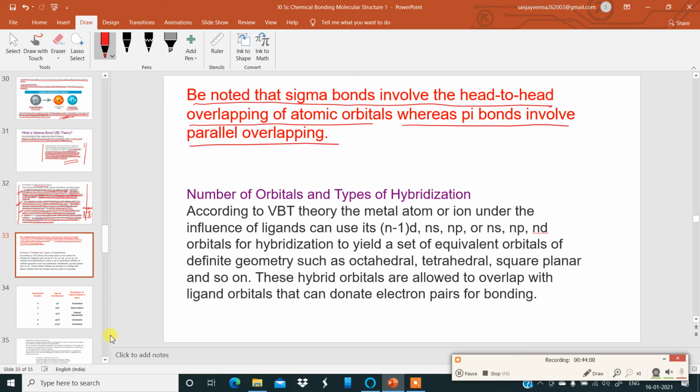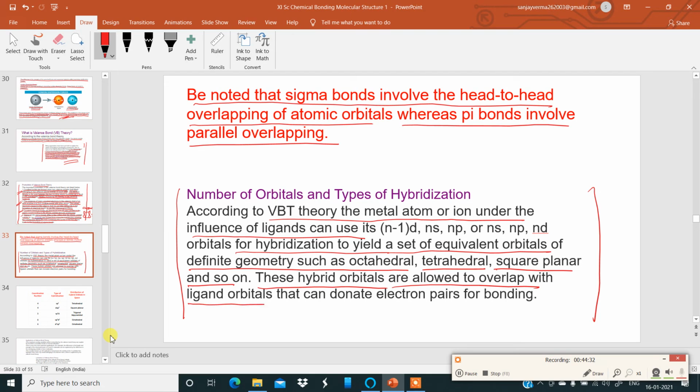Okay. Then, my dear students, number of orbitals and types of hybridization. According to the VBT, the metal atom or ion under the influence of ligands can use its (n-1)d orbital, ns orbital, np orbital, or ns, np, nd orbitals for hybridization to yield a set of equivalent orbitals of definite geometry such as octahedral, tetrahedral, square planar, and so on. These hybrid orbitals are allowed to overlap with ligand orbitals that can donate electron pairs for bond formation.